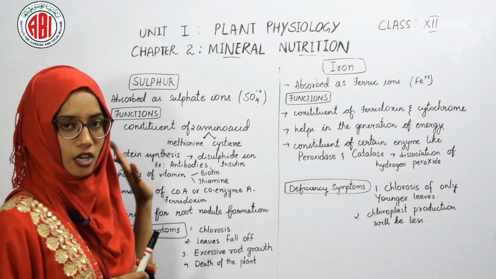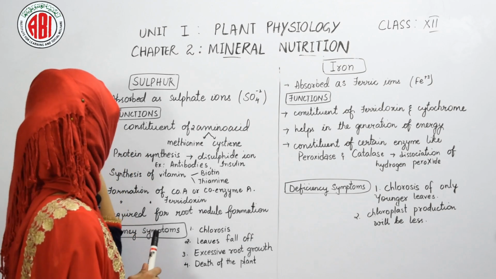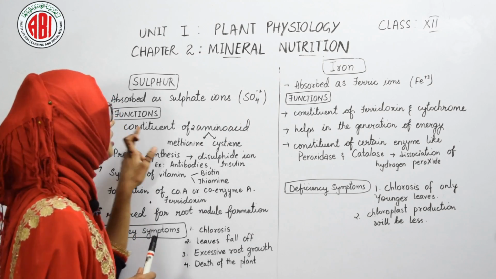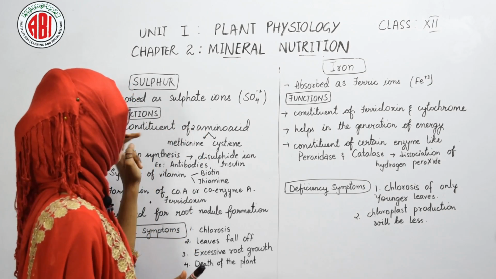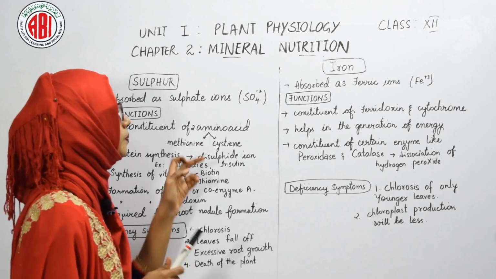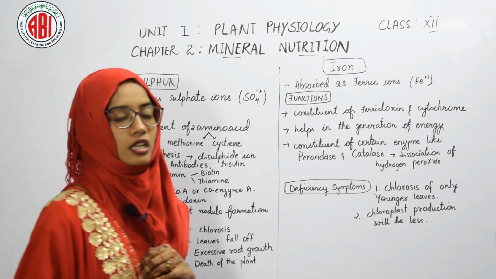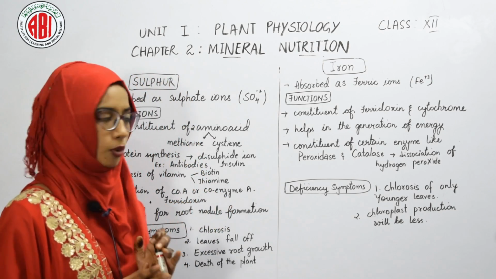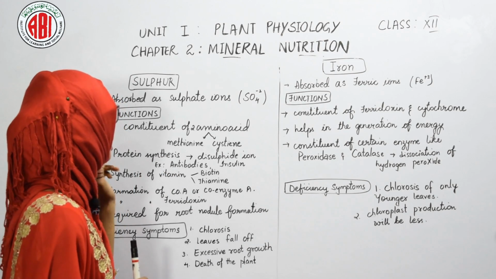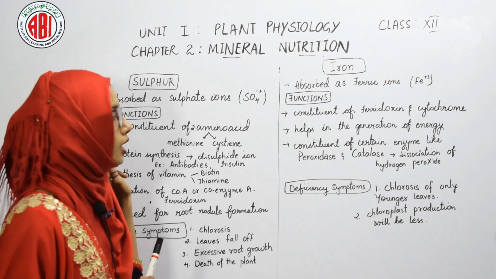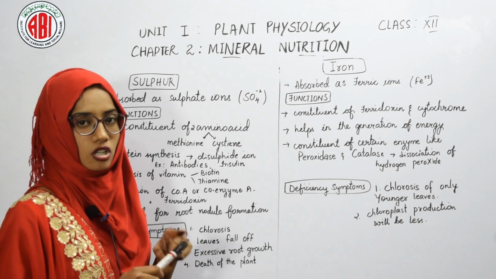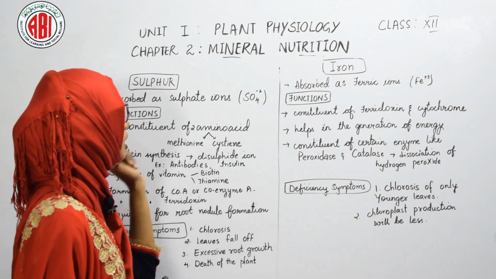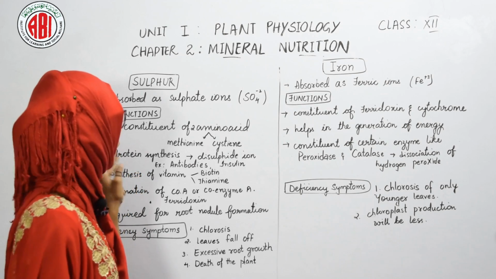When we talk about the functions of sulfur, it plays a major role as a constituent of two amino acids, and these two amino acids are methionine and cysteine. As the chain of amino acids helps in the formation of protein, sulfur also helps in the synthesis of protein. So sulfur is the main constituent in the major amino acids like methionine and cysteine, and it also helps in the synthesis of protein.